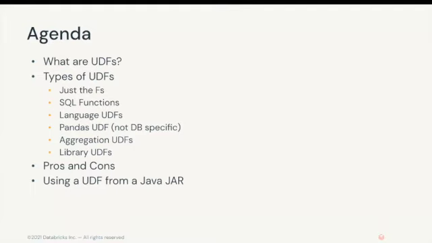So this is my agenda today. Talk briefly about what these things are, what types of UDFs are supported inside of Databricks, or what type of functions you can use. There are some pros and cons that we can go through in terms of performance and things like that. We'll talk about it at the end. And then we'll actually walk through a real use case where I took a UDF from an outside source, which is a Java jar file, and we'll go through it in a notebook, and then I'll show you this other use case.